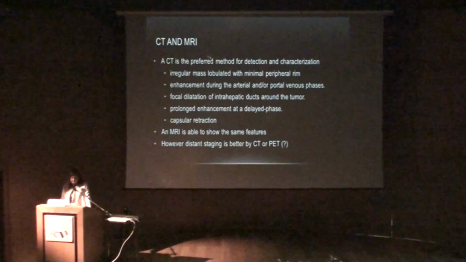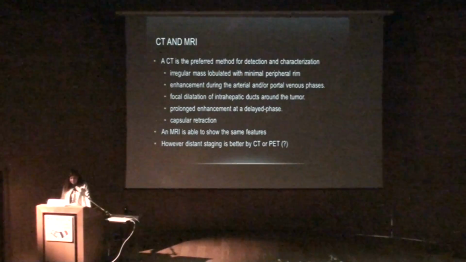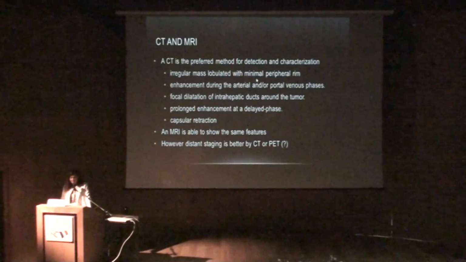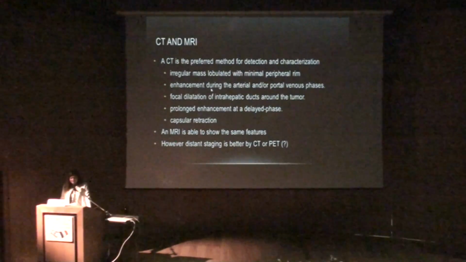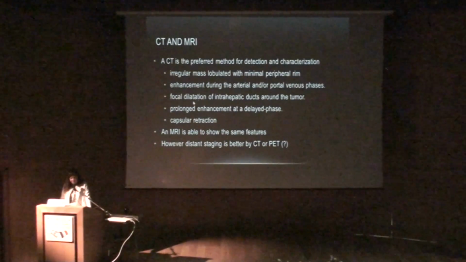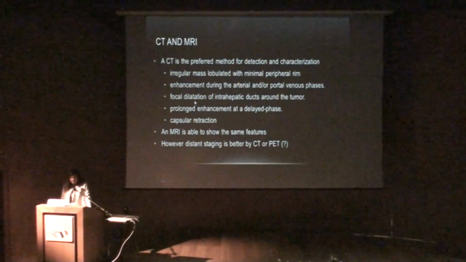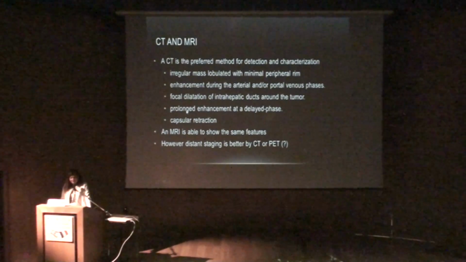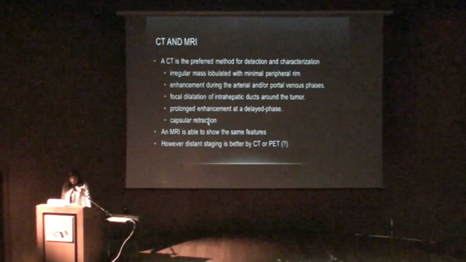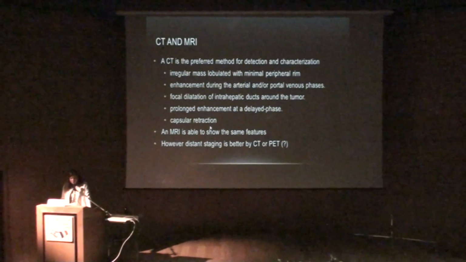CT is the preferred method for detection and characterization, and I will show you some examples. You will see an irregular, lobulated mass, with minimal peripheral rim enhancement during the arterial and/or portal venous phase. You may have a focal dilatation of intrahepatic ducts around the tumor, and, which is very important, usually there is a prolonged enhancement at the delayed phase. And sometimes you may have a capsular retraction. More or less, if you do CT or MRI, you will have the same features of the tumor.